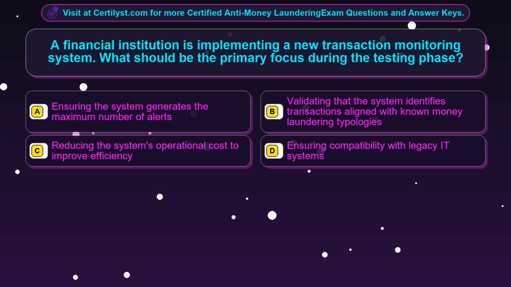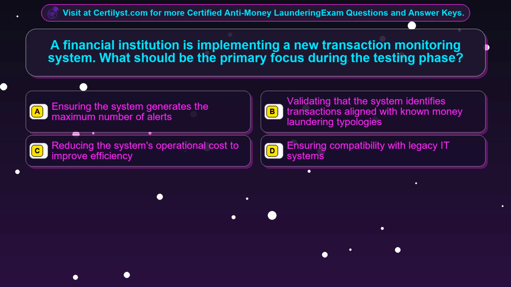Question 1. A financial institution is implementing a new transaction monitoring system. What should be the primary focus during the testing phase? Option A. Ensuring the system generates the maximum number of alerts. Option B. Validating that the system identifies transactions aligned with known money laundering typologies.